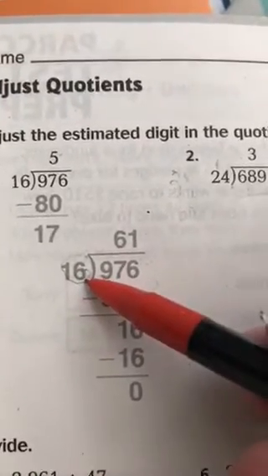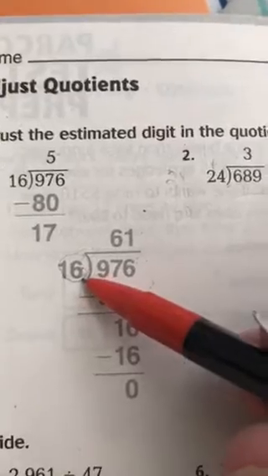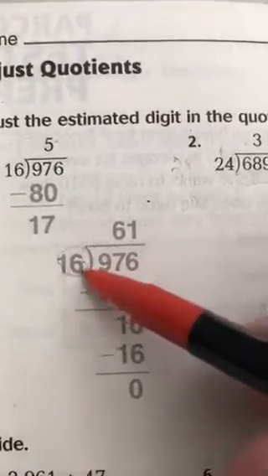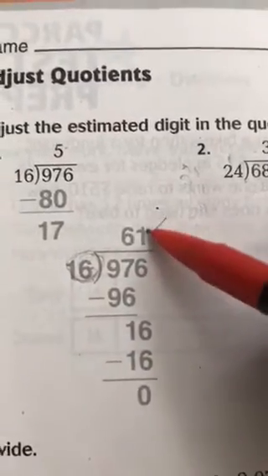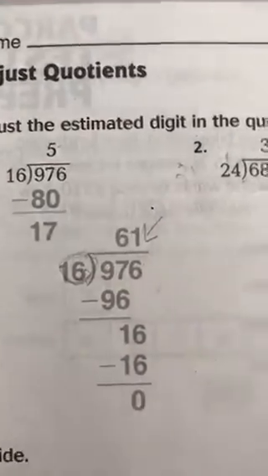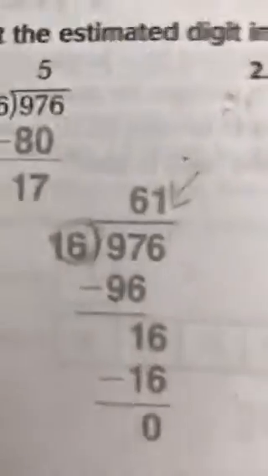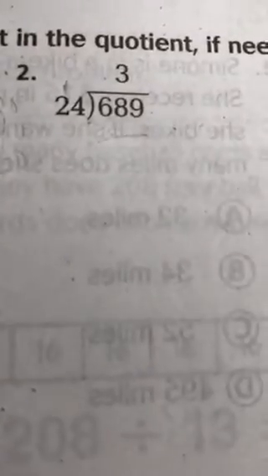The number on the outside, once again, is called our divisor, and that's how many equal shares I am creating. So I'm creating 16 equal shares. The number up top is your answer. That's called the quotient, and that would be how many items per share. So let's look here. Our lesson today is actually focusing on when I use a compatible number and it doesn't work. Sometimes I need to adjust it to make sure it's accurate.